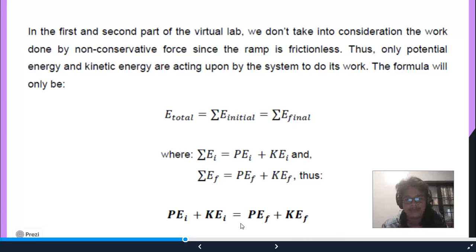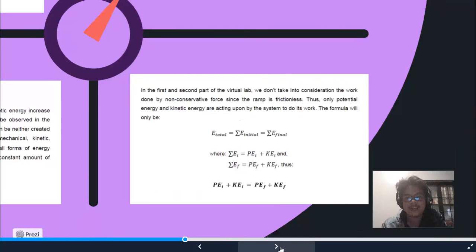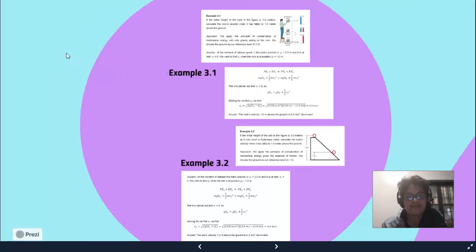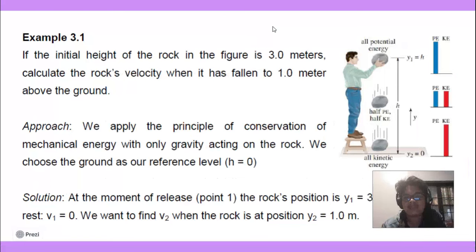So let's be quick. The initial height of the rock in this figure is 3 meters. Calculate the rock's velocity when it has fallen to 1 meter above the ground. We will not be able to solve it due to time constraint. So I believe you will get it on your own with the examples.